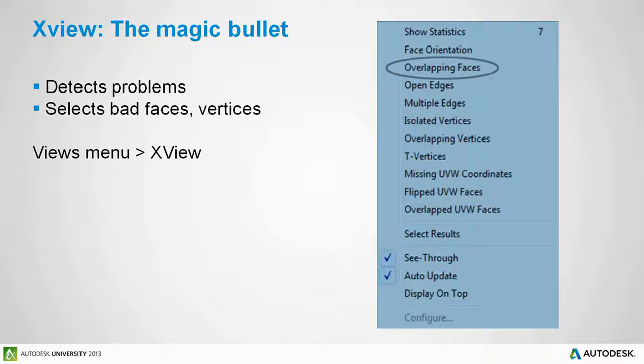Now, in 3ds Max Design, you have this lovely magic bullet called XView, which came out with 3ds Max 2010. And you just pull that up, and you can check for overlapping faces. You can use the face orientation one up there at the top to look for flipped faces. You can look for overlapping vertices, isolated vertices that end up out in space. And it detects them, and it will select them for you.